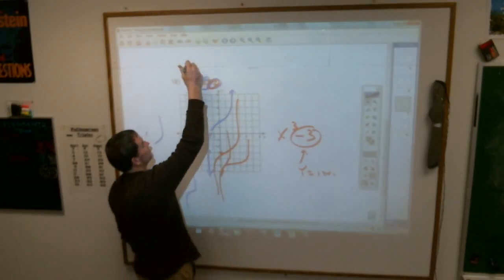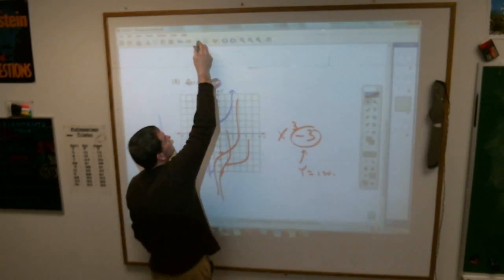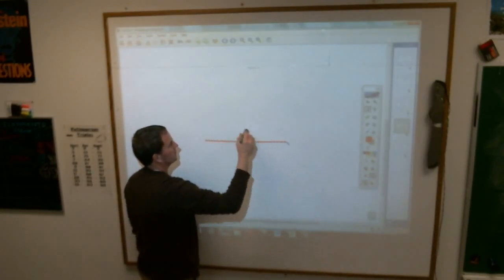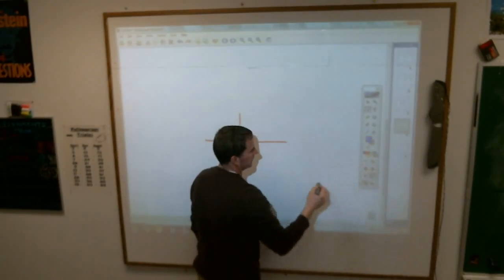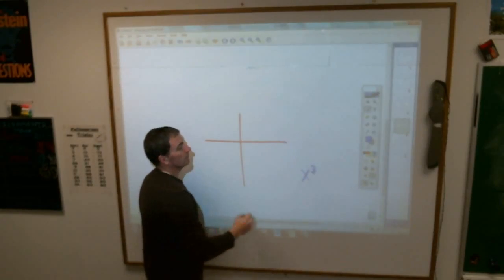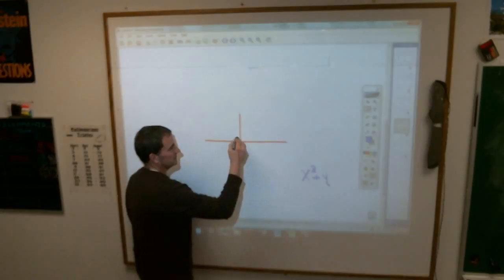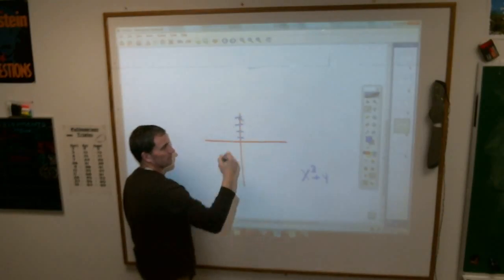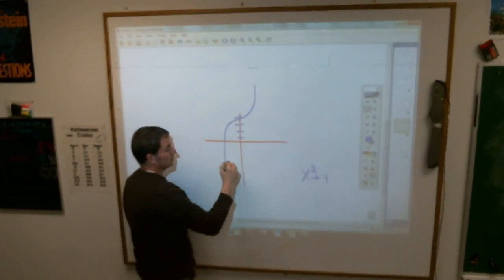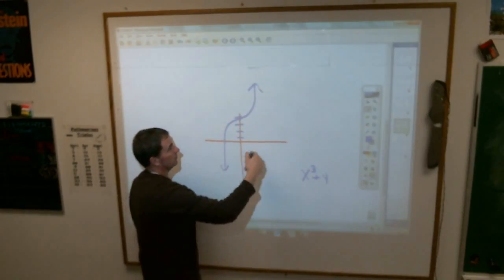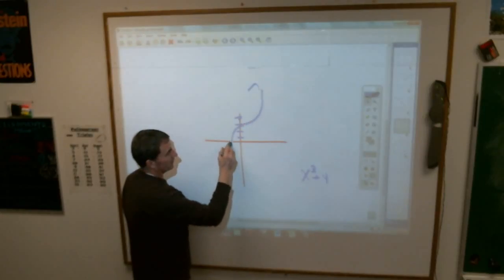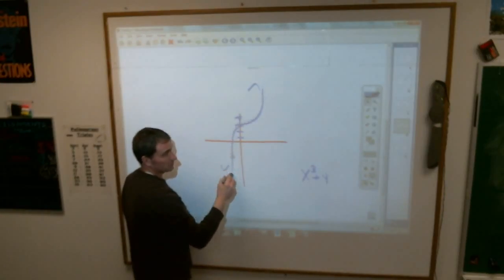If you see an x cubed, and you give me a number after x cubed, like plus 4, that means on the y-axis at +4 is going to be this same shape. No matter what the number is, it's just going to move up and down the y-axis depending on what it is.